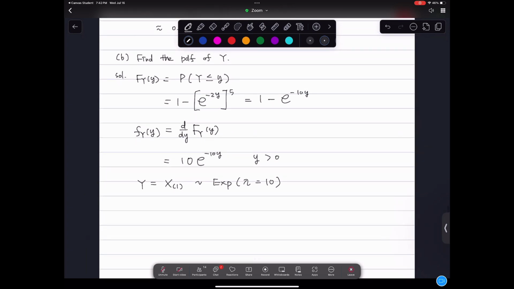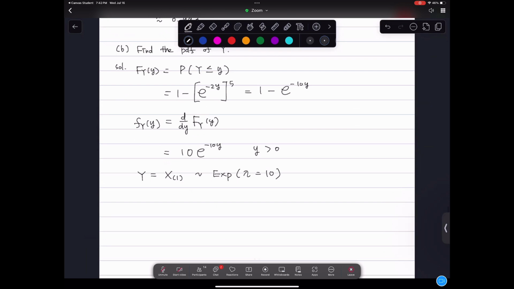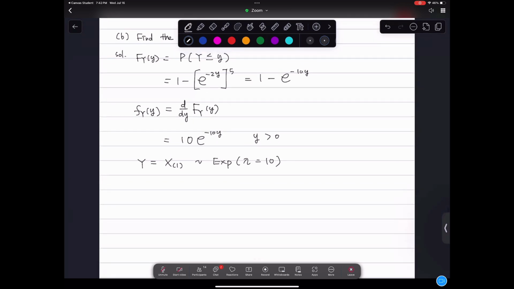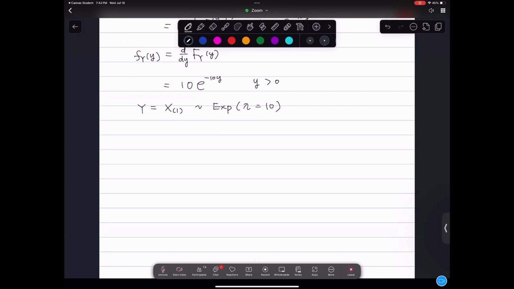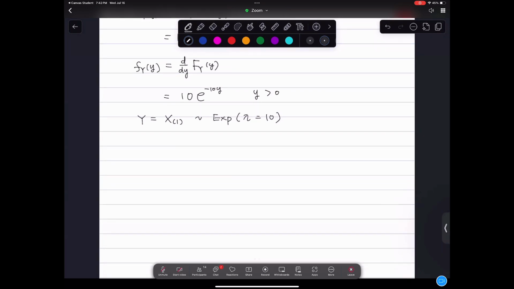So what I want to do is I want to make a general form for the largest and the smallest. So here comes the order statistics. So let's get this. Let's get the PDF of X, the largest, and the PDF of the smallest. Let's get them.